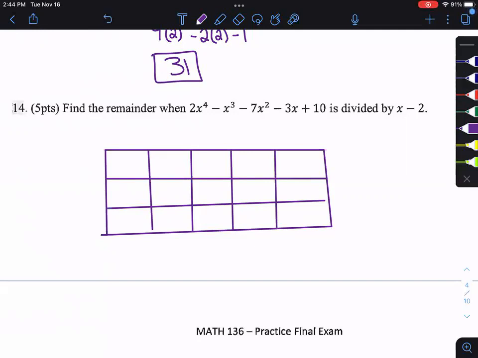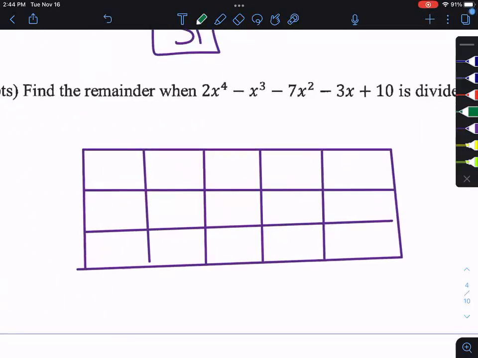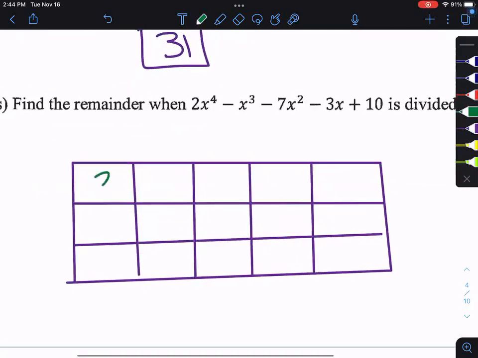So in this case, since I start with x to the 4th, I'm going to need 5 boxes across the top. Those coefficients go in these boxes. So I start with 2x to the 4th, negative 1x to the 3rd, negative 7x squared, negative 3x, and positive 10. All of my exponents decrease by 1: 4, 3, 2, 1, and then no x's for that last term. Make sure on your final that you're accounting for every single exponent.